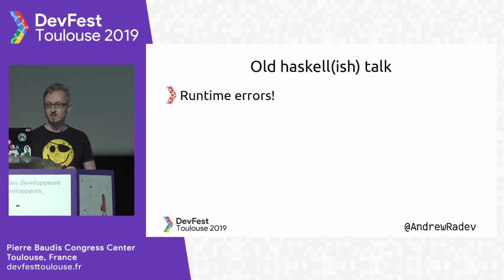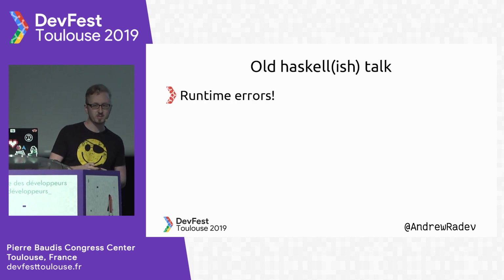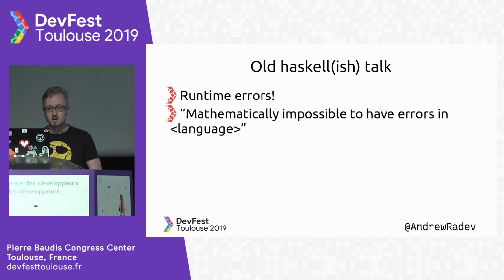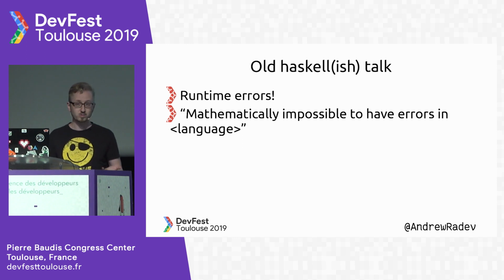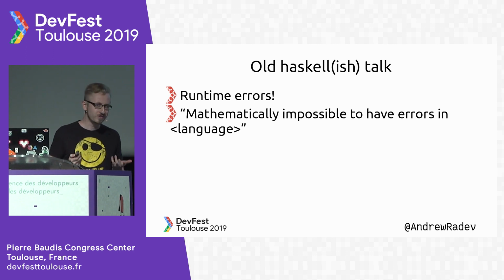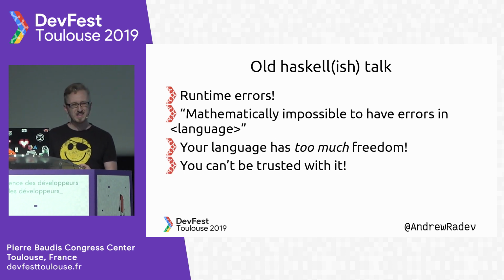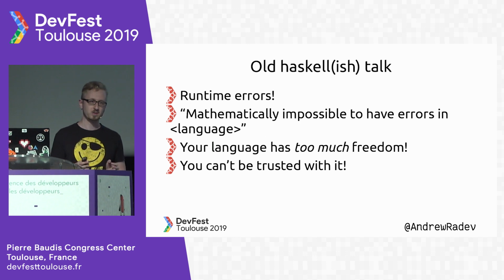It ended up being mostly about Ruby's issues and about how Ruby is kind of bad and it makes you have errors all the time. No pointer errors, everything blows up. And as it turns out, we were told that it's mathematically impossible to have errors in this particular language, which I do not really think is true. I guess it depends on your definition of errors. But there's a lot of issues that no math can save. In general, there was this undercurrent in that talk that your language, this dynamic language, just has too much freedom, and you can't be trusted with it. You need to be limited for your own good.